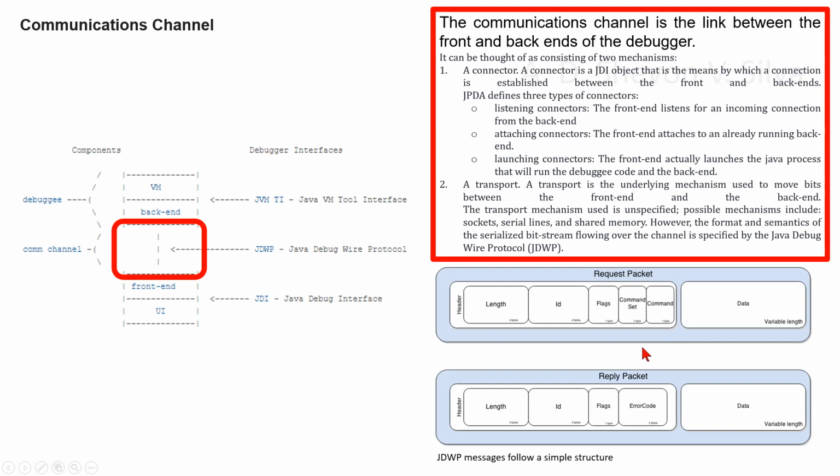Reply packet header field, error code. This field is used to indicate if the command packet that is being replied to was successfully processed. A value of 0 indicates success. A non-zero value indicates an error. The error code returned may be specific to each command set command, but it is often mapped to a JVMTI error code.